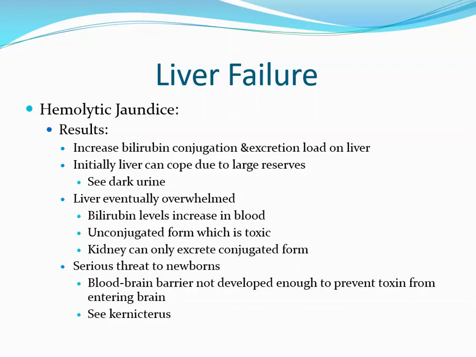Initially, the liver is able to cope due to its large reserves, but the only sign you may see is darker colored urine. Eventually, the liver becomes overwhelmed and bilirubin levels increase in the blood and tissues. This bilirubin is in the unconjugated toxic form. Remember, the kidneys can only excrete the conjugated form. This poses a serious threat to newborns because their blood-brain barrier is not developed enough to prevent the toxic form from getting to the brain. This will result in a condition known as kernicterus.